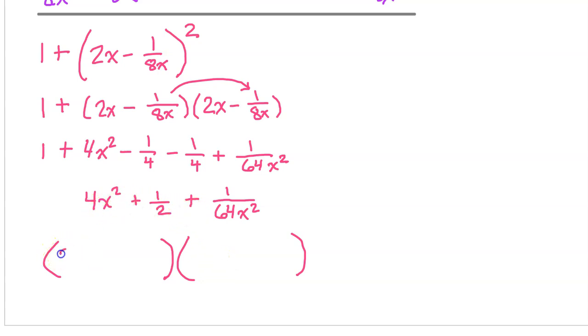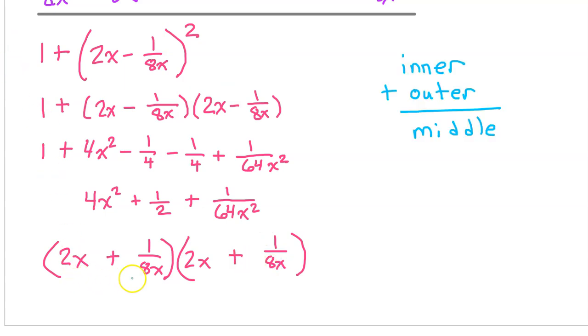4x squared would then factor as 2x times 2x, and 1 over 64x squared would factor as 1 over 8x times 1 over 8x. The question is, if we actually multiply this binomial times itself, will it give us the original trinomial? Because of the way we picked the 2x and the 1 over 8x, we are guaranteed to get the 4x squared and the 1 over 64x squared. The only thing we have to worry about is the middle term of 1/2. So we just need to make sure that the inner terms plus the outer terms give you this middle term.